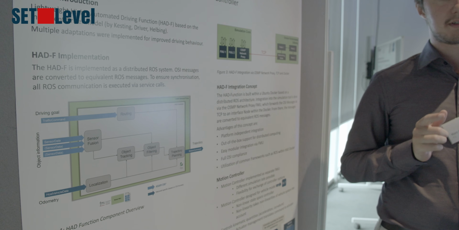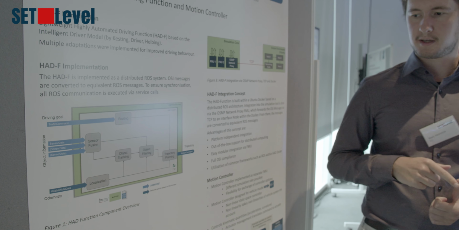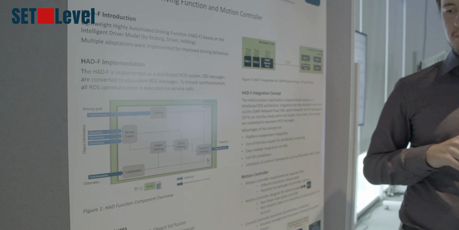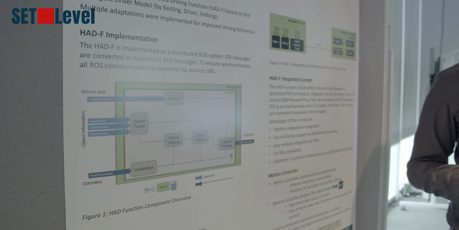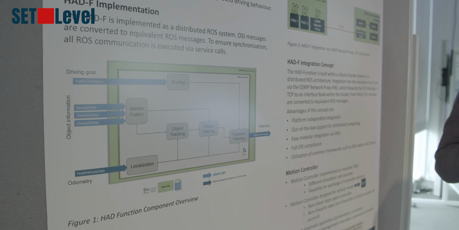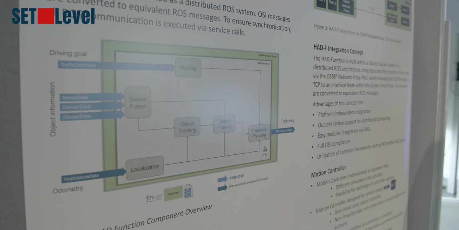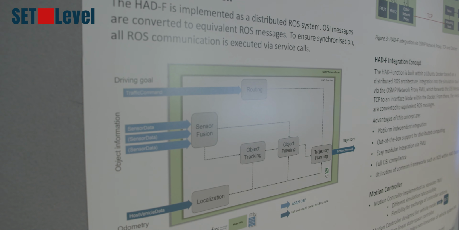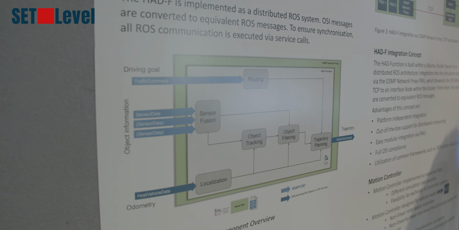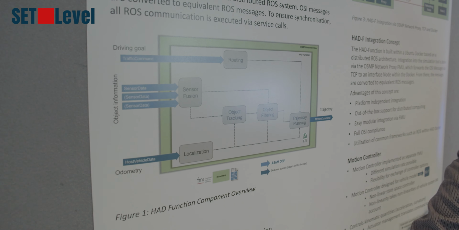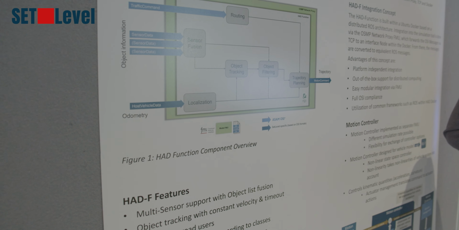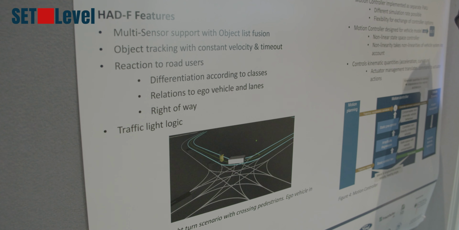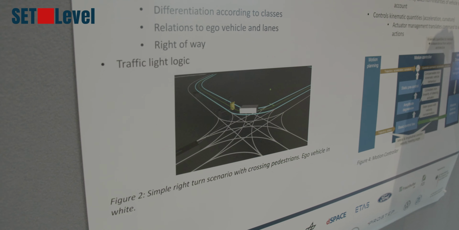We have different features in the highly automated driving function. We have multi-sensor support with object tracking for occluded obstacles. We have reaction to road users according to their classes, but also to their relations with regard to the ego vehicle and the lanes they are on. We have a right-of-way logic and a traffic light logic. Down here we have an image of the right turn scenario of milestone 1 and 2.